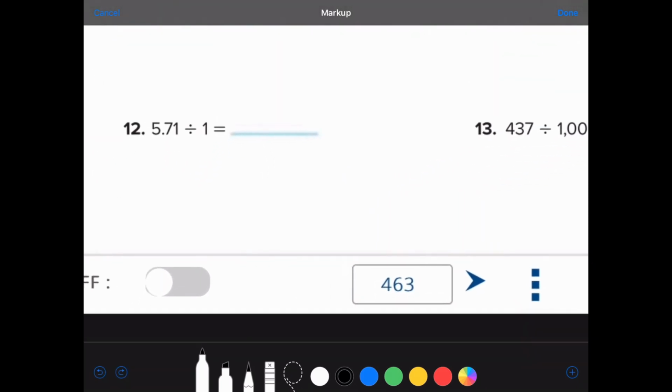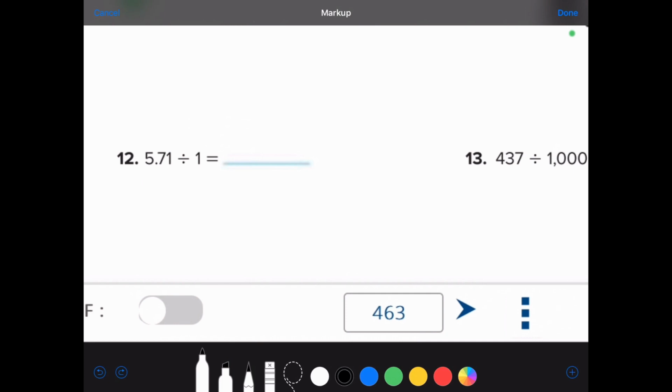Okay, number 12. Ooh, look at this one. Remember how we talked about the identity property earlier? Same story here. 5.71 divided by 1 is not going to lose its identity because anything times or divided by 1 stays the same. So 5.71.